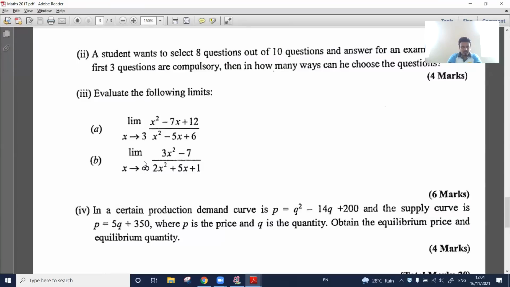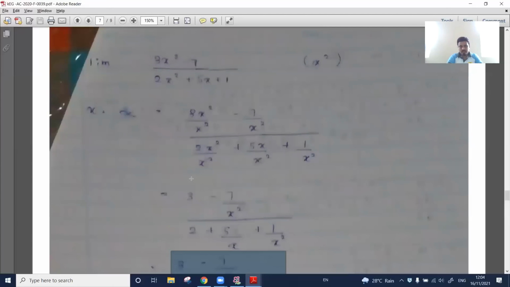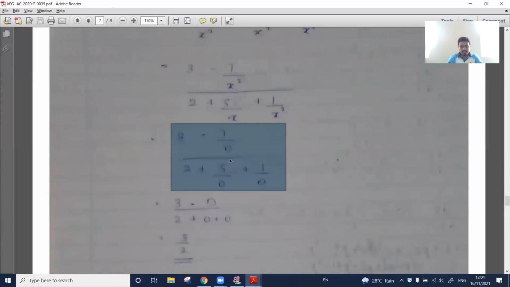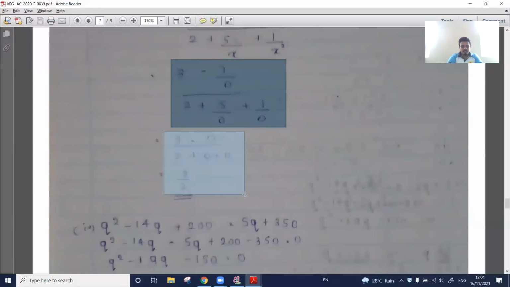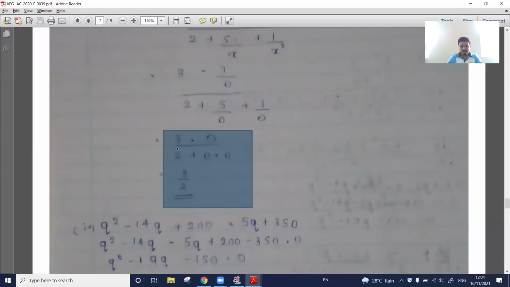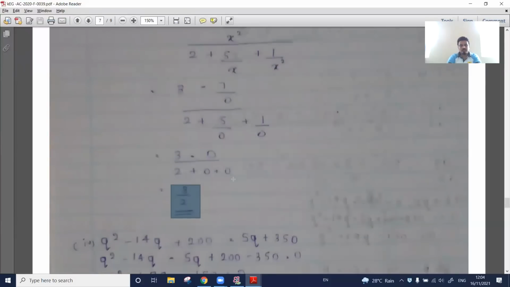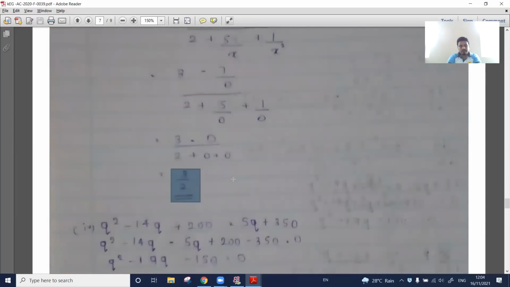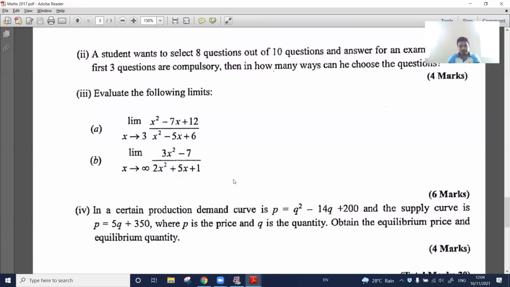When x is approaching infinity, not 0. So here it should be infinity. Anyway, the final answer should be like this: 3 minus 0 over 2 plus 0, which means 3 over 2, or else 1.5. 1.5 or 3 over 2 should be the answer for part 3B.